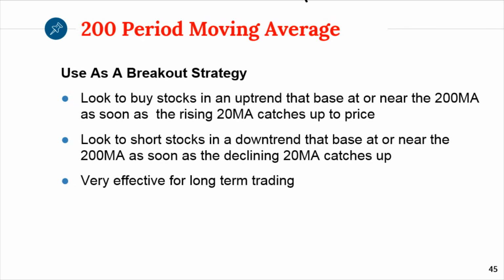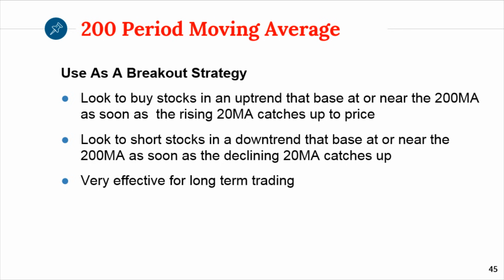Now you can also use it as a breakout strategy. Look to buy stocks in an uptrend that base at or near their 200 period moving average as soon as the rising 20 catches up to price. Look to short stocks in a downtrend that base at or near the 200 as soon as the declining 20 catches up to price. Very effective for long-term trading, but also for day trading.